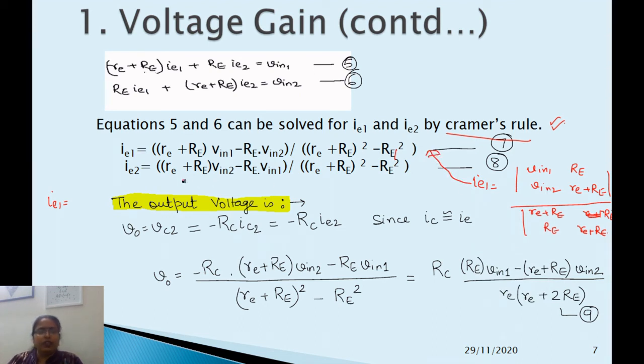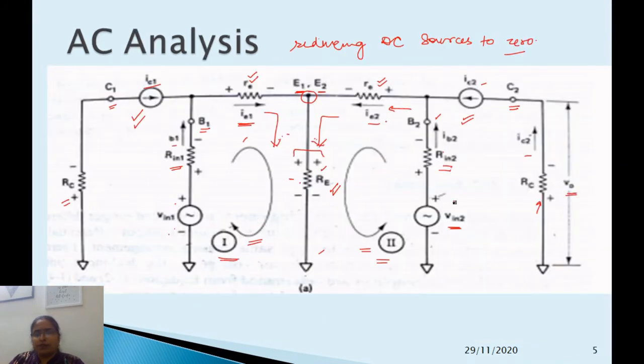Similarly, IE2 we can solve using Cramer's rule, and it is equal to this, given as equation 8. Now the output voltage we are taking from the C2 terminal, so we can write that V0 is equal to VC2, which is equal to minus RC into IC2. Why is it minus? Because we are taking it with respect to ground, so it is lower potential and the current is flowing in the opposite direction. That's why V0 is equal to minus RC into IC2.